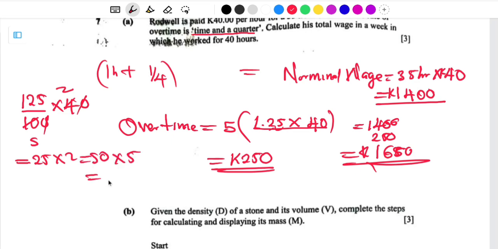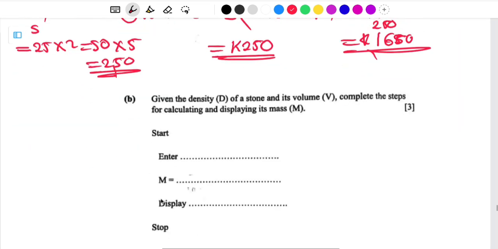What am I going to get? I'm going to get 250. So this is what I was talking about. So very simple, is it?